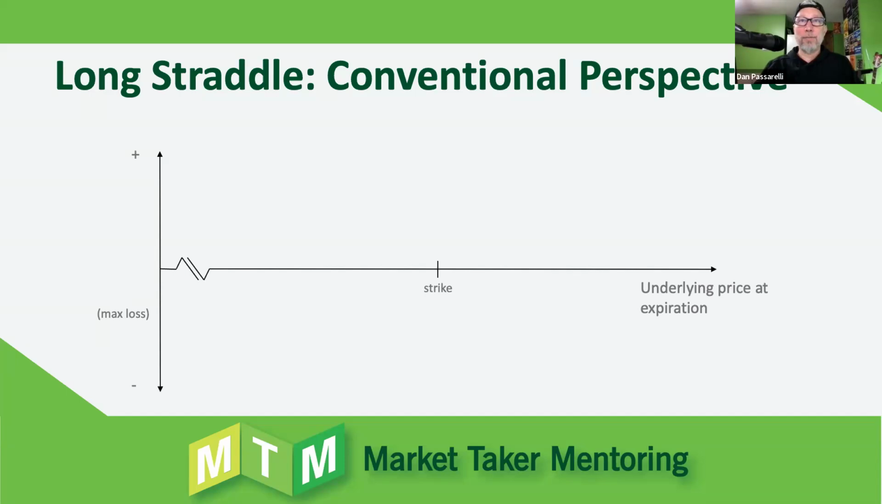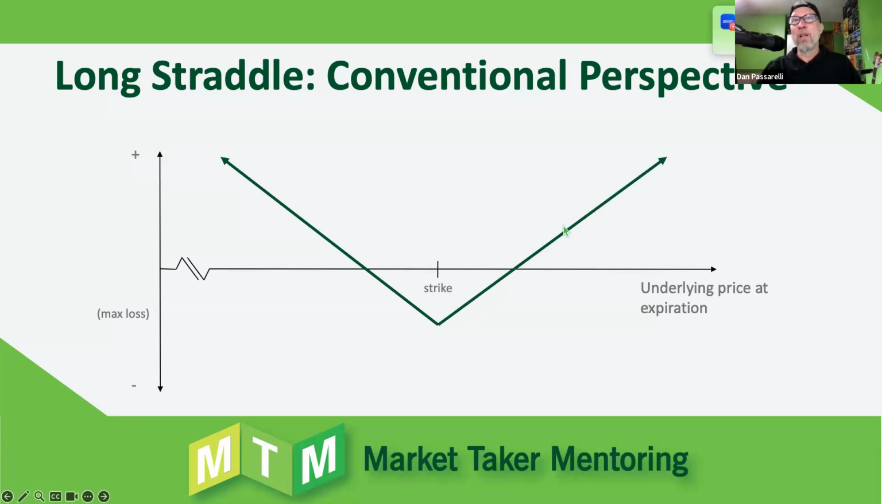Now, how does all that work? Well, if the stock is below the strike at expiration, the call would expire worthless and the put would be in the money. So the lower below the strike, the greater value the put has. If the stock is above the strike, the put expires and the call is in the money. And the higher above the strike, the greater the value the call has.